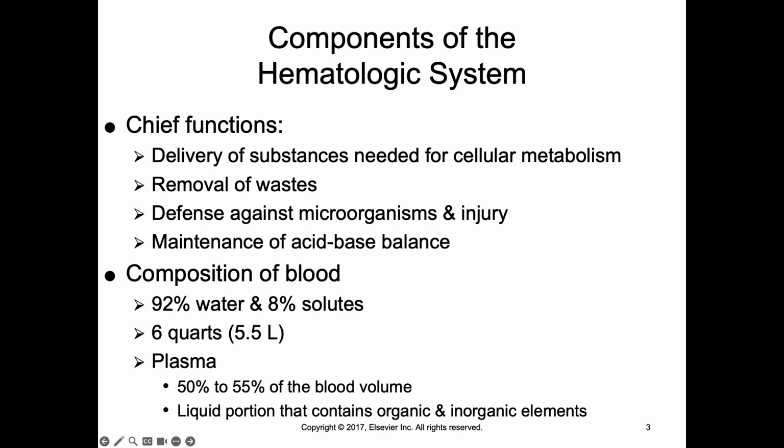The bulk of the plasma proteins are made by the liver, all right? This is one of the reasons that people with liver damage have terrible problems with the normal function of blood, all right? You have about 5.5 liters in the body. Plasma is approximately, let's call it half the blood volume. The liquid portion that contains organic and inorganic elements is the plasma.